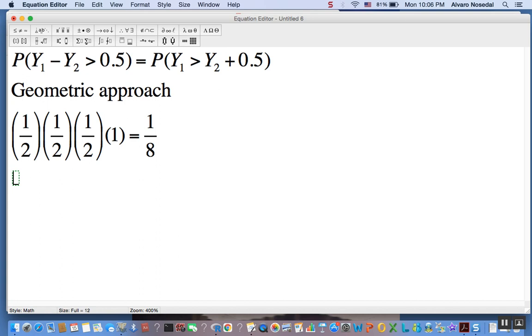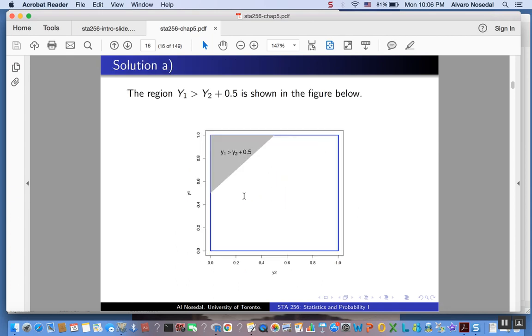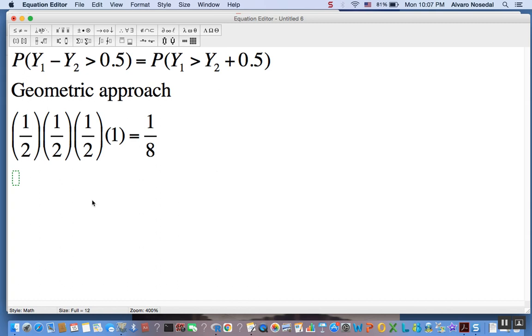Now let's see if we can do this using integrals. The interesting part of doing these double integrals is being careful with the lower and upper limits that define them. So here we go, using calculus.